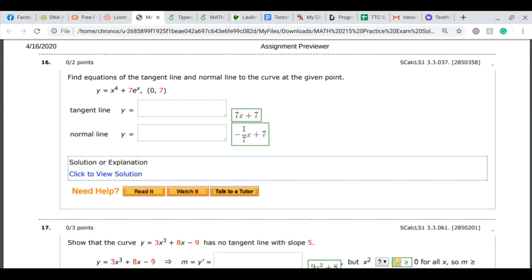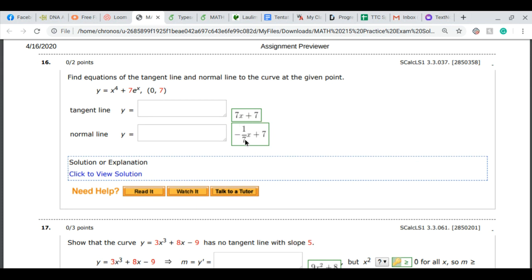The curve is x to the fourth plus 7 e to the x. So it's the tangent line at x equals 0, y equals 7. We differentiate it: 4x cubed plus 7 e to the x. Plug in x equal to 0, what do we get? 0 plus 7, slope is 7. Has to pass through (0, 7), so we get y minus 7 equals 7 times (x minus 0), point-slope formula. Solve for y: 7x plus 7.